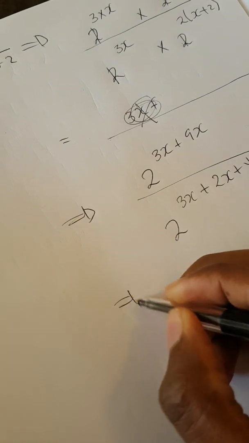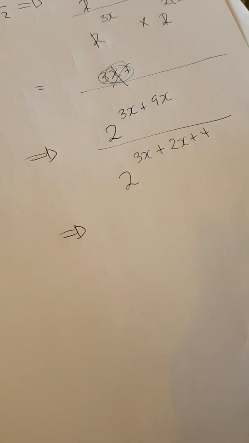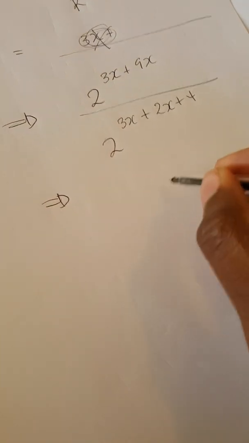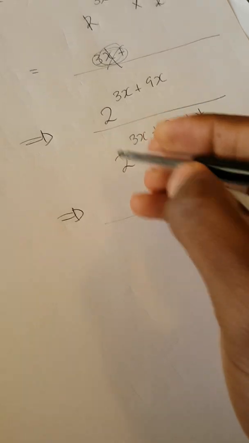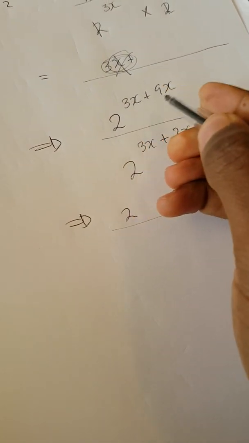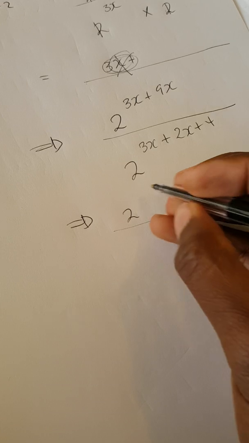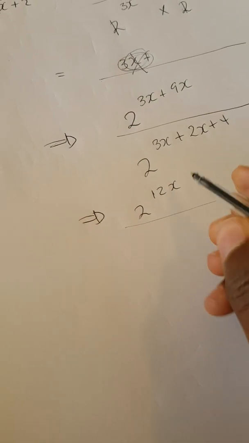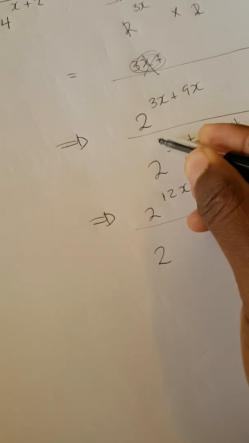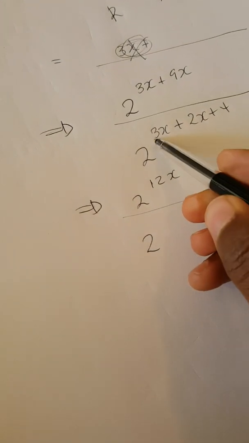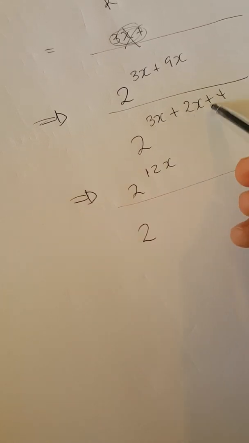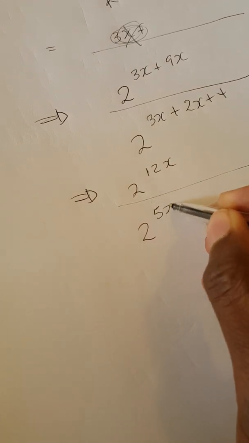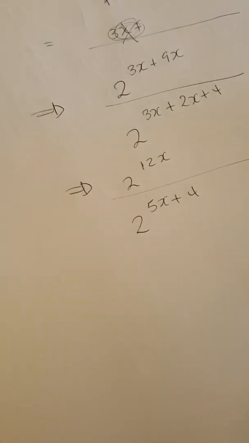And then let's proceed. Now you'll add your exponents. So from the numerator you have 2 to the power of 3x plus 9x. So 3 plus 9 is 12, so it's going to be 2 to the power of 12x. And then from the denominator you have 2 to the power of 3x plus 2x. So 3x plus 2x, these are the like terms. 4 is not a like term, so you add the 2, so it's going to be to the power of 5x plus 4. 4 will still remain the same.